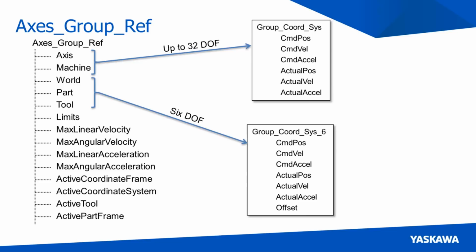The world, part, and tool coordinate systems are in 6 degrees of freedom: X, Y, Z, RX, RY, RZ. You can see that there is actually an extra variable that we call the offset. That is an offset to the machine coordinate system. So each of these coordinate systems, the world, part, and tool coordinate systems, will have their own offset from the machine coordinate system. There's a bunch of other very useful things in the axis group ref structure as well, but we're not going to discuss those in these particular slides.